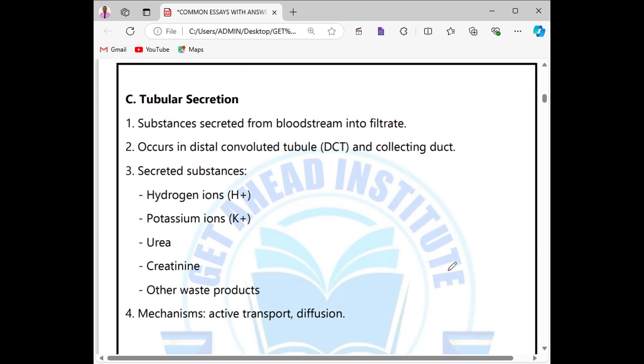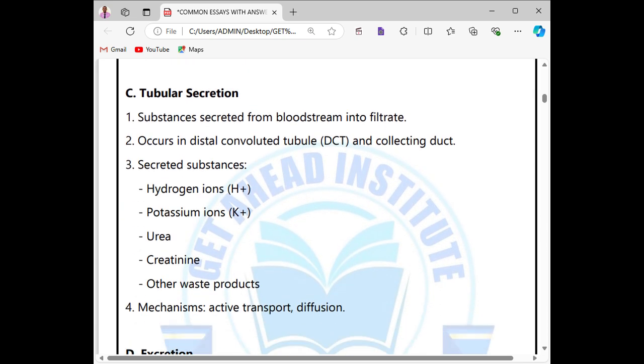Then we have tubular secretion, which is the third step in urine formation. Under tubular secretion, substances are secreted from the blood into the renal tubules, and this usually occurs in the distal convoluted tubule as well as the collecting duct.